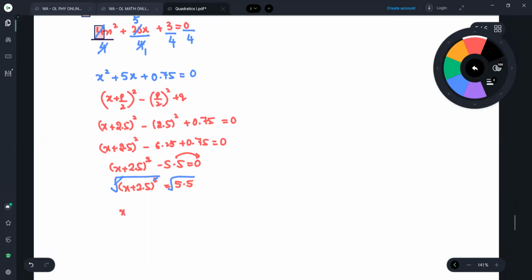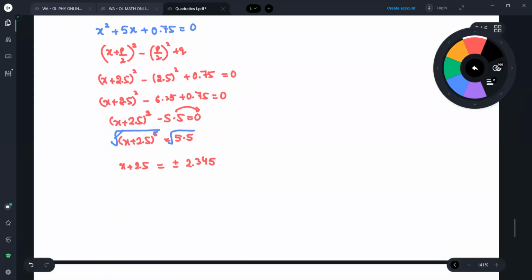And what I have is x plus 2.5 equals plus or minus the square root of 5.5. Can you take out the square root of 5.5, all of you? 2.34. I'm not going to take this as 2.34, I'm going to take this as 2.345. Why? Because this is not the answer, this is just the working. So at least take 3 to 4 decimal places when you're working, and then round off your answer to 2 decimal places right at the end.